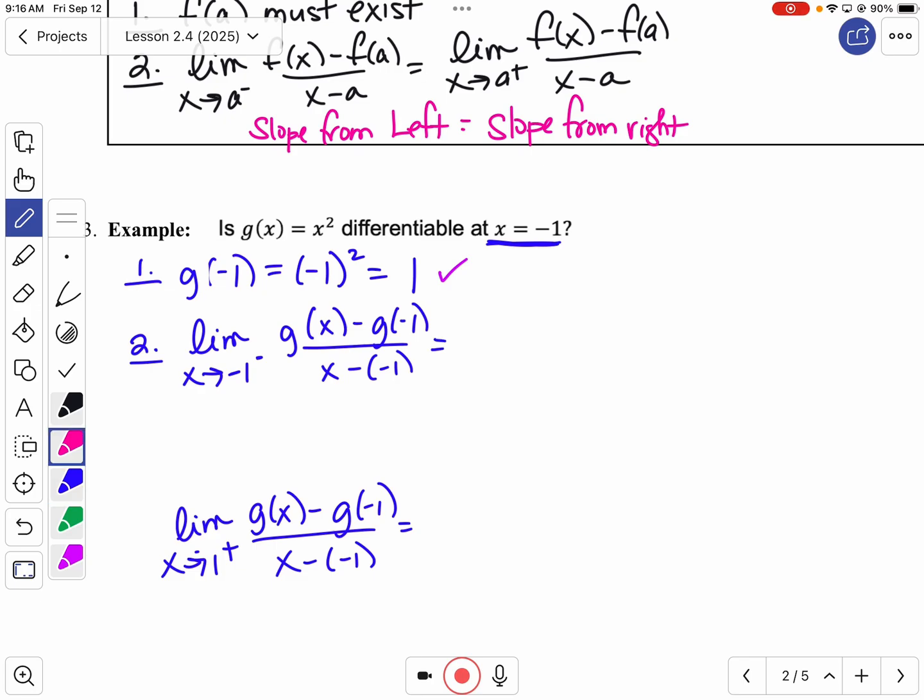Okay, and it may seem a little redundant that we'd have to do it from both sides. Like, when would it ever be different? Okay, but there are times where it will be different. All right, so that's why I want to show you this.